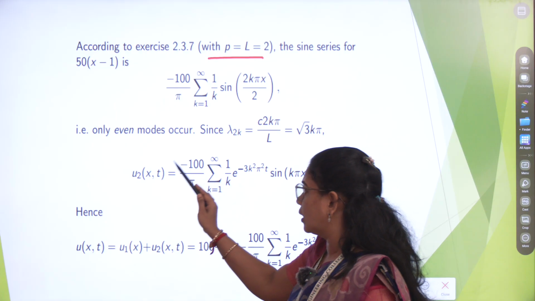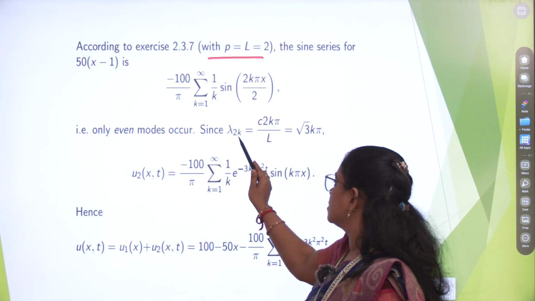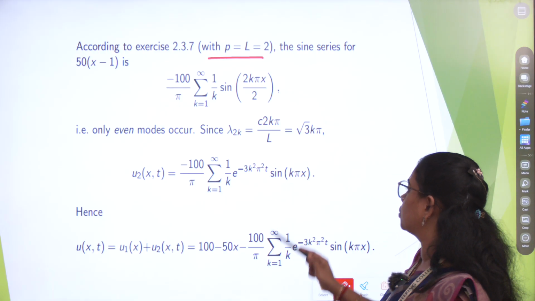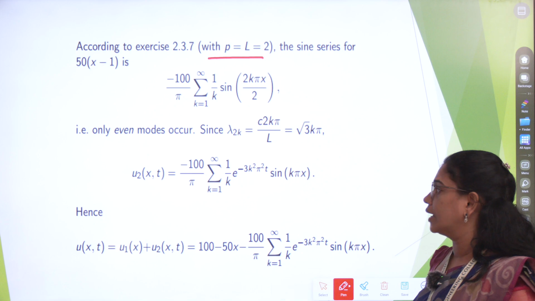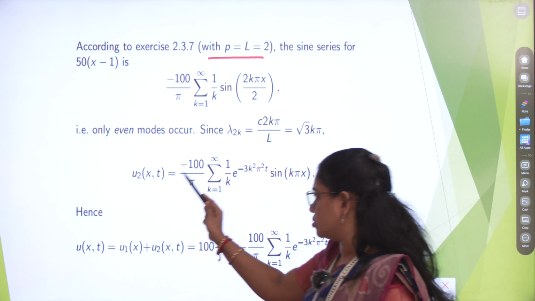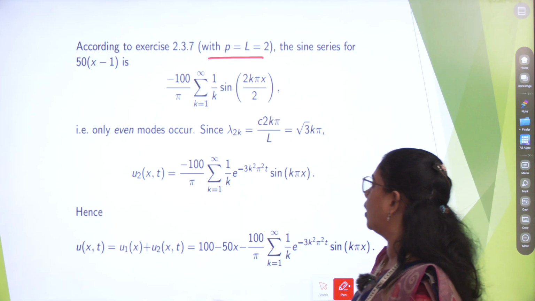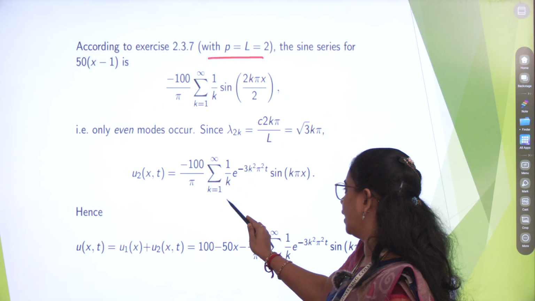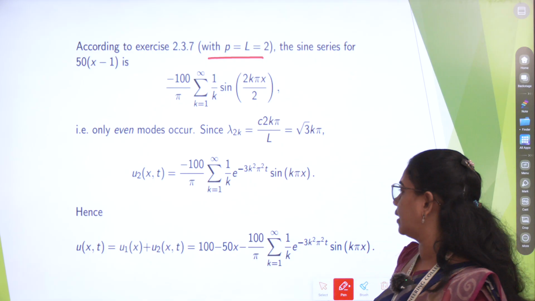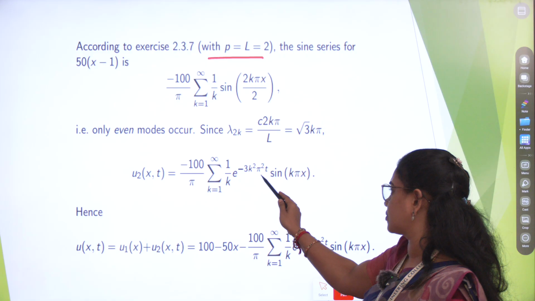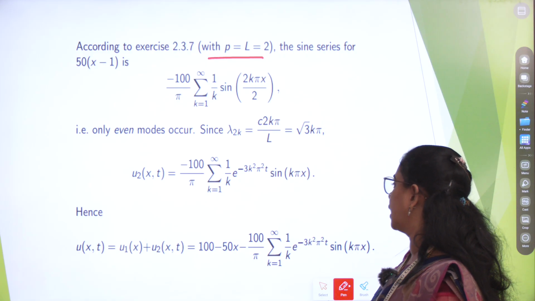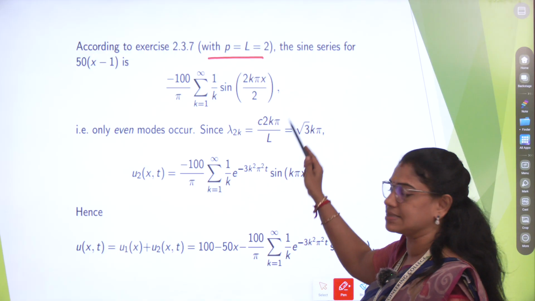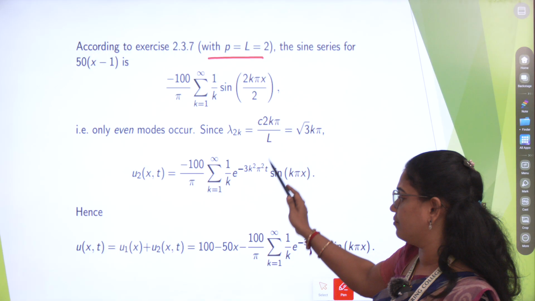So only even modes occur, since lambda 2k is equal to c 2k pi by L equal to root 3 k pi. So u2 of x comma t, substituting the value, is minus 100 by pi summation k equal to 1 to infinity 1 by k e power minus 3 k square pi square t into sine k pi x. So apply and substitute these sine series equations and values.